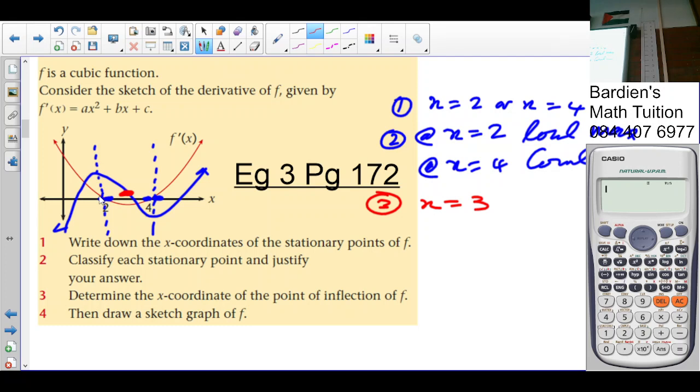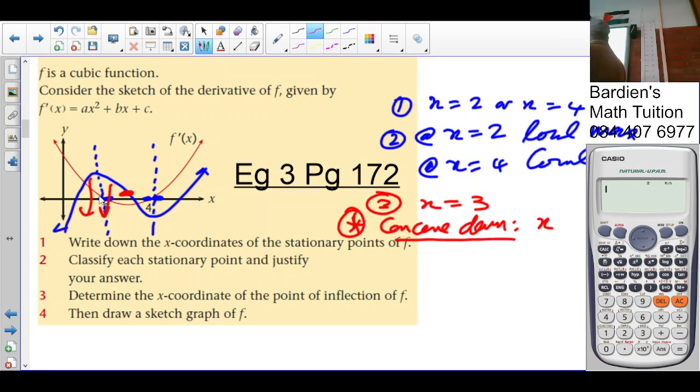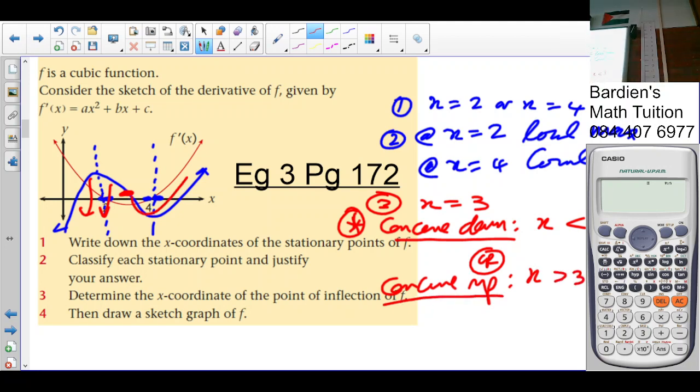Okay, not so? What if they had asked you about the concavity? What did they ask you? Where's the graph concave down? For which values of x will the graph be concave down? For x less than 3. Not so? Or for concave up, x must be more than 3. Okay. So that question wasn't asked there.